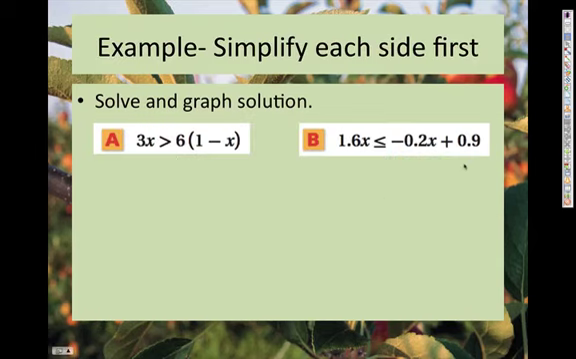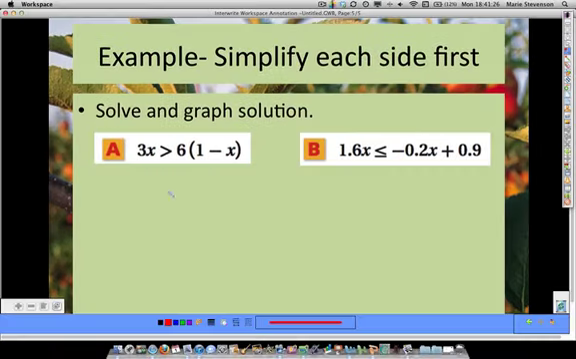Here's example 2, A and B. Again, we're going to do both. Now, sometimes you need to simplify a side before you can actually combine. So in this case, we have to do distributive property here because my x is trapped inside the parentheses. And the only way I set it free is by doing distributive property, so break it out.